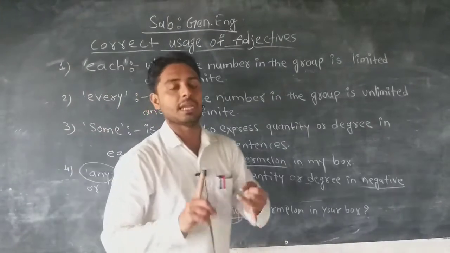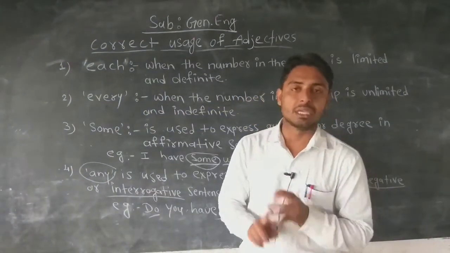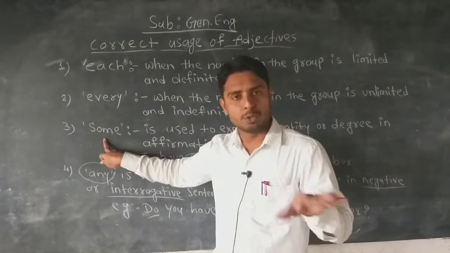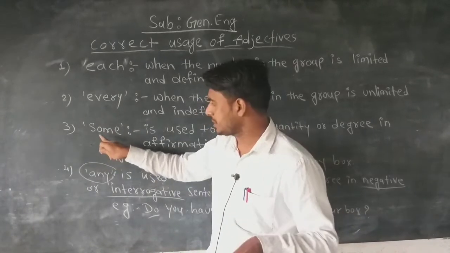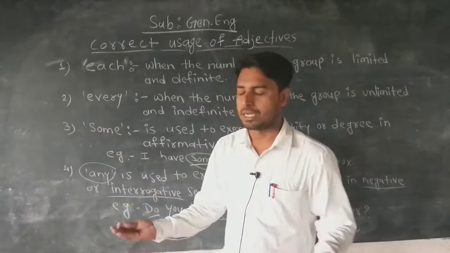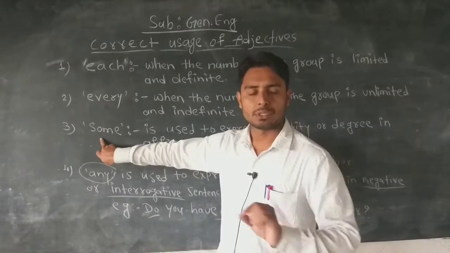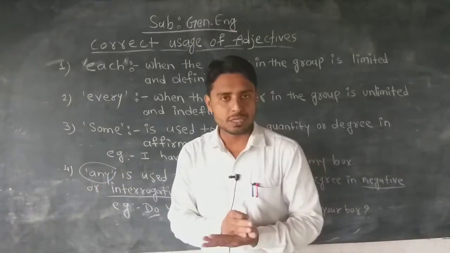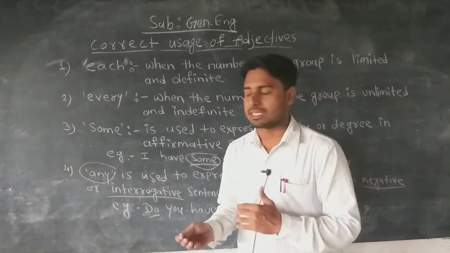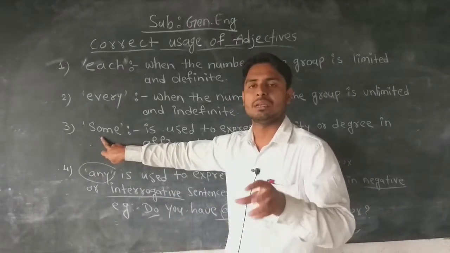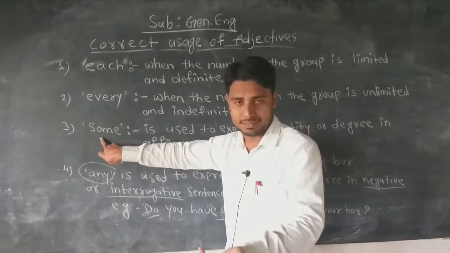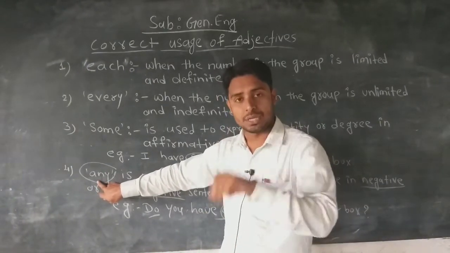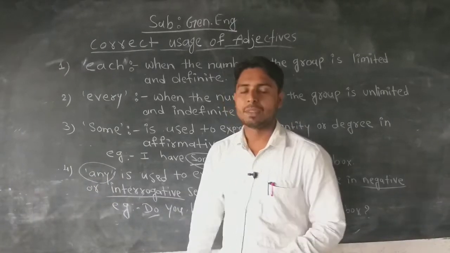I hope you understand why we use some and any. It is very easy. We can use some for showing quantity and also we can use any for showing quantity, but the uses of both are different in sentences. For example, some is used for showing quantity in a positive manner, means in affirmative sentences, and any is used in negative and interrogative sentences for showing quantity.